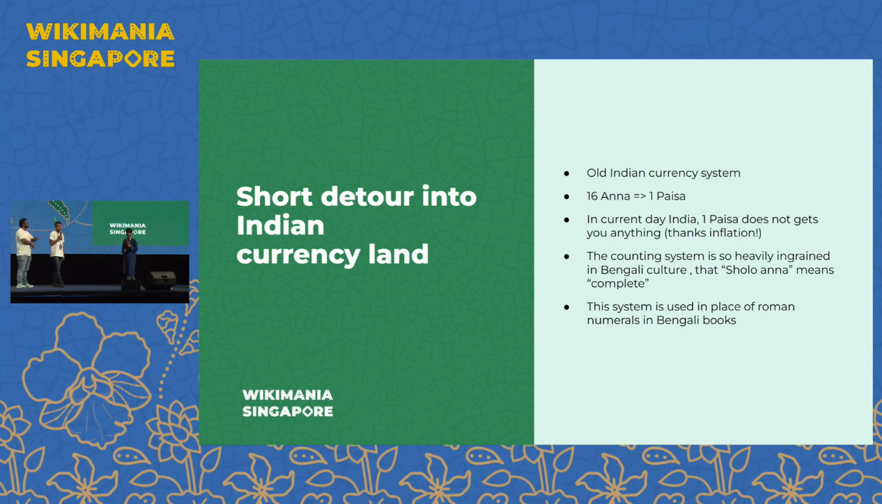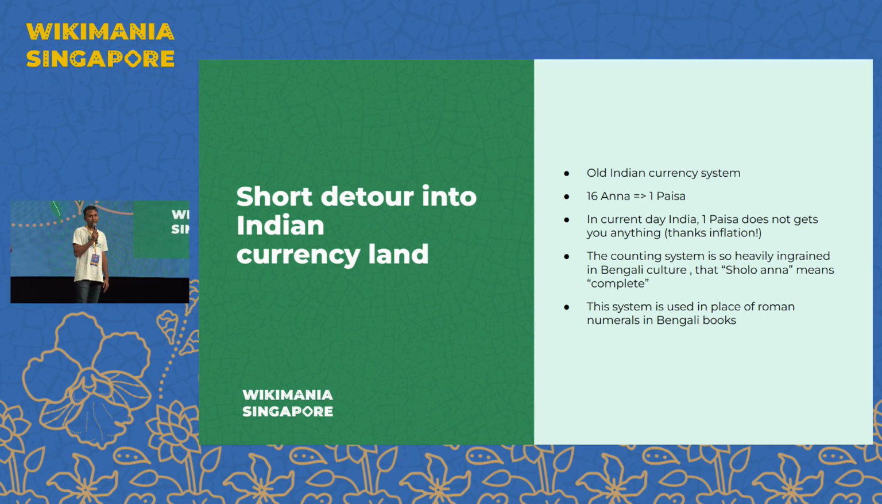So the old Indian currency system had Anna, Paisa, and Rupee. The slides are slightly wrong here, but 16 Annas constitute 1 Rupee. In India, this system is not valid anymore. We have moved into the decimal system. So in Bengali, there is a saying called Sholo Anna, that means 1 Rupee, that means complete. It also goes into our culture in a different way.